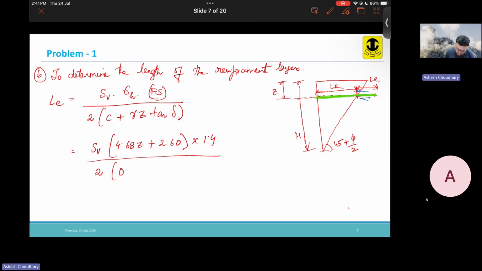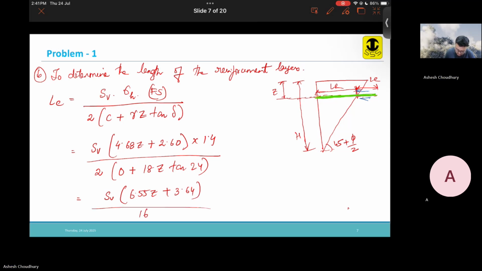So C is 0. Delta is given as 24 degrees, already given to us in the question. So I will get LE as 6.55 Z plus 3.64 divided by 16.0 Z. Okay, let's check this once.